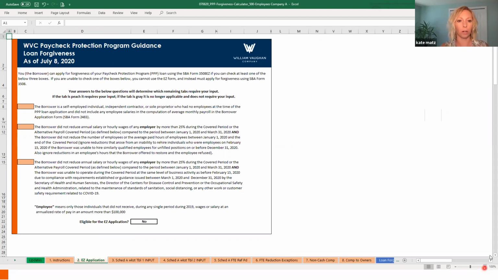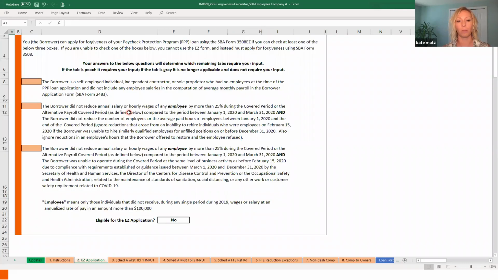So what you see here are the criteria that comes right from the easy application instructions. So this is word for word, exactly what's on there. And if you meet any one of these 3 criteria, then you're eligible for this easy application. So let's walk through these here and see if we qualify for any of those based on the facts that we have laid out for company A.